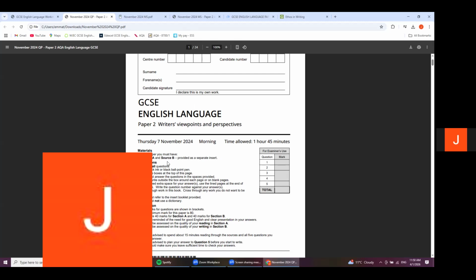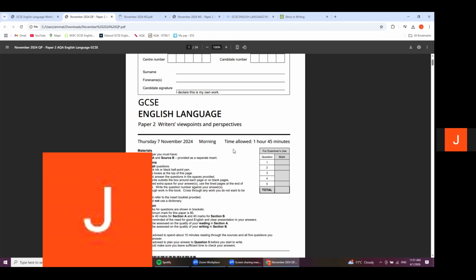Just for reference, there's 2 sources in paper 2, source A and source B, and these are provided as a separate insert. So with paper 2, unfortunately, we have to do 2 amounts of reading, so time is a little bit more constrained. We really need to be careful that we're managing our time correctly and effectively, because we've got 2 sources to read.